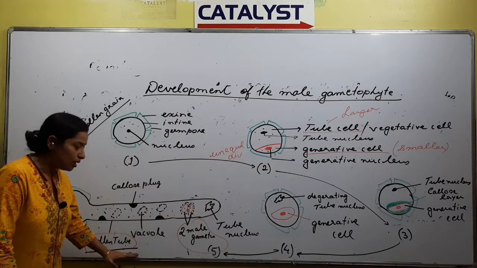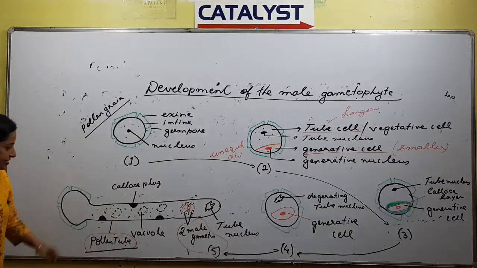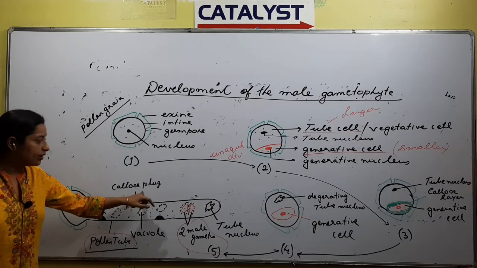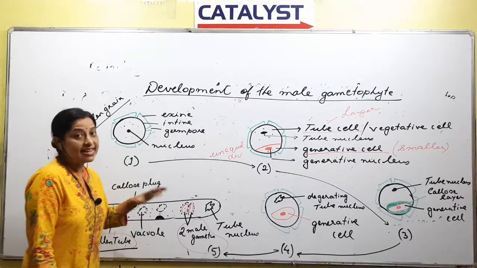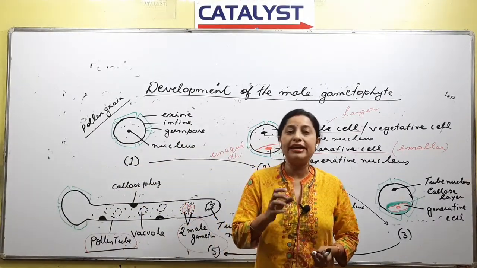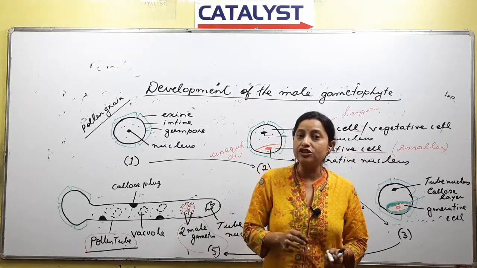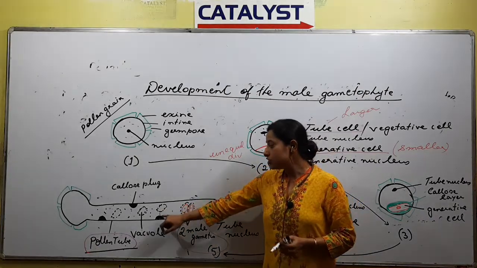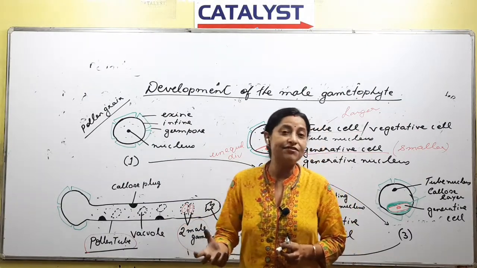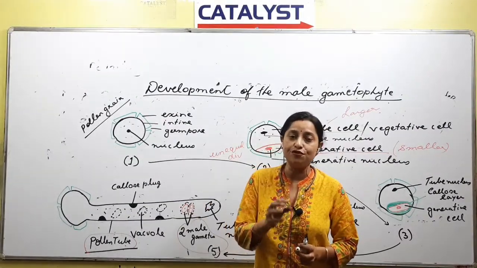Now in this pollen tube structure you might see certain black spots, right? These black spots are nothing but callose plugs. Now what is the function of this callose plug? The function of the callose plug is that it separates the inactive and old cytoplasm from the new and active cytoplasm.